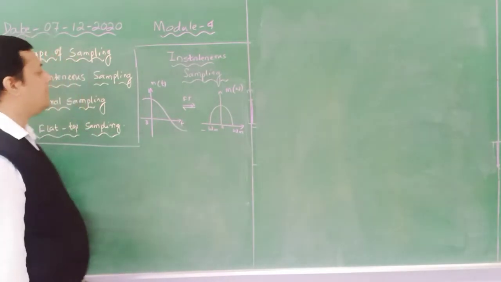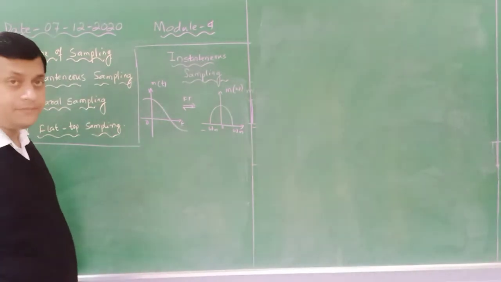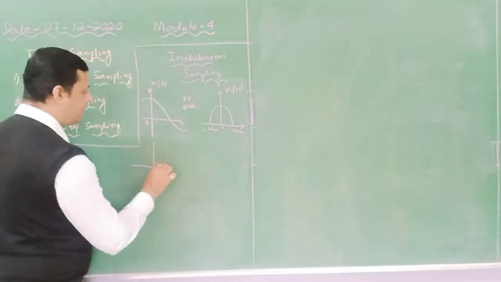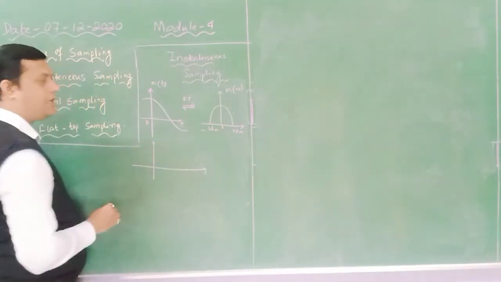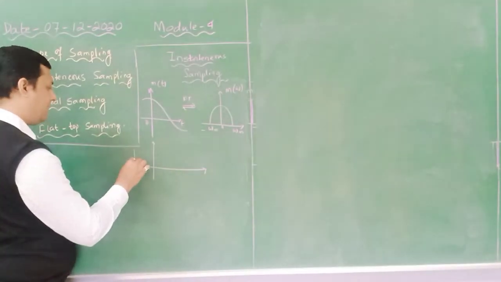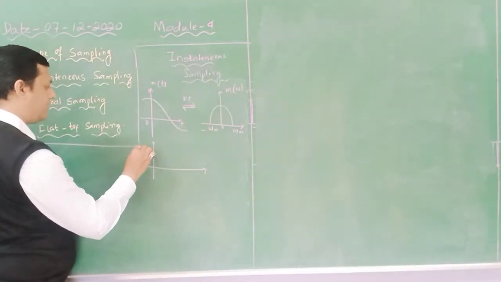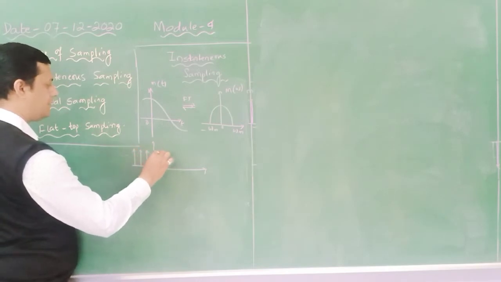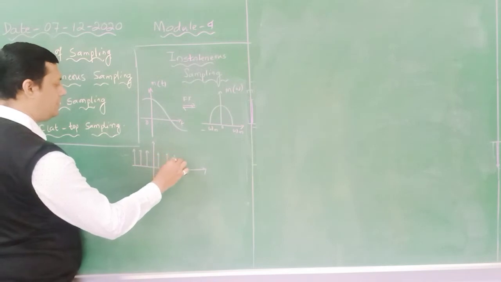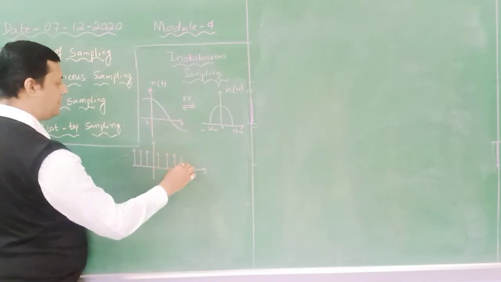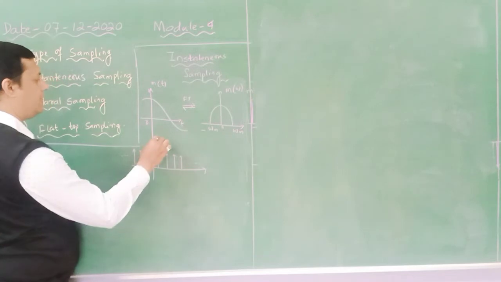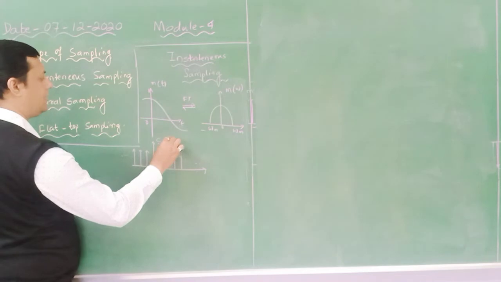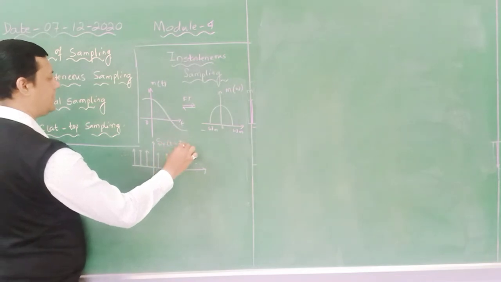Then next, we need to sample it. For that, I am considering an impulse train, placed at a regular time interval of Ts. This is your impulse train. I need to sample this particular signal. So this is your impulse train. What I will write here is delta of t minus Ts.